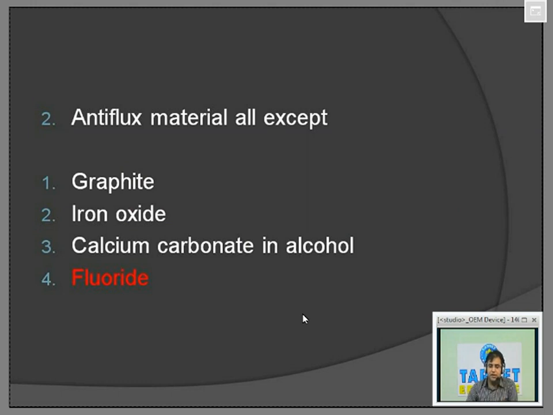The anti-flux materials are all except. The correct answer is fluoride, which is option number 4. So the first 3 options, graphite, iron oxide and calcium carbonate in alcohol, all 3 are used as an anti-flux, while fluoride cannot be used as an anti-flux material. Fluoride is a flux.